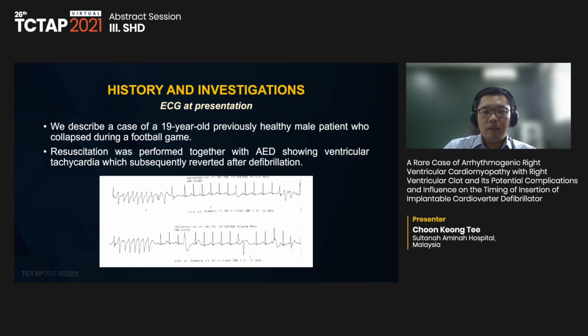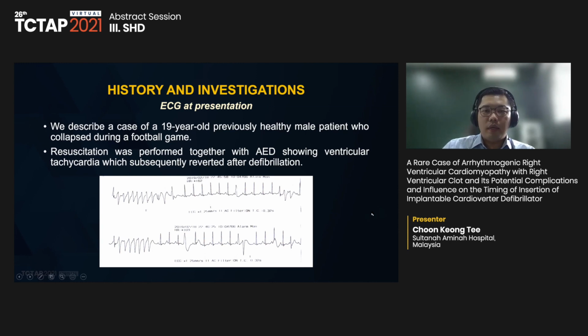This case happened locally at my center. A 19-year-old, previously healthy male with no family history of cardiac disease or sudden cardiac death, who collapsed during a stressful football game. At that time, there was a first responder, and resuscitation was performed together with an AED showing ventricular tachycardia, and then he subsequently reverted to sinus rhythm after defibrillation.